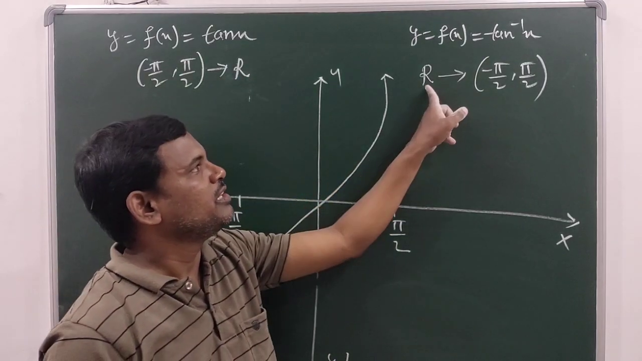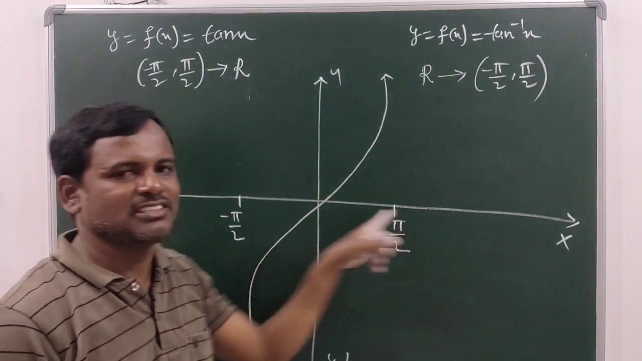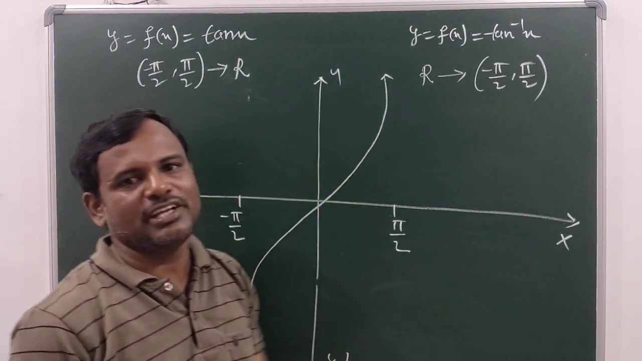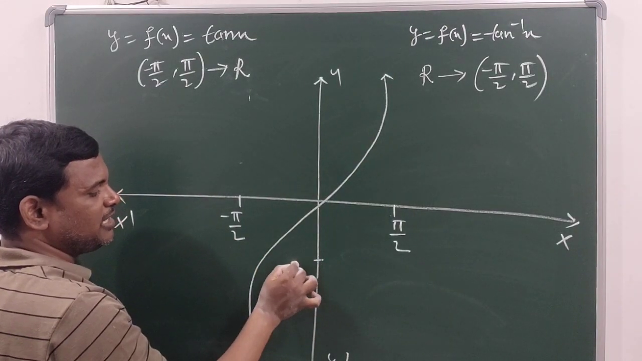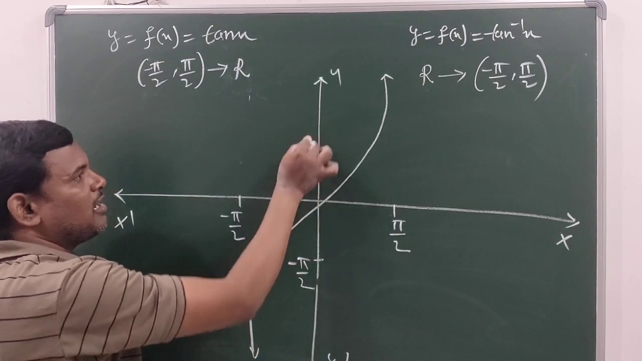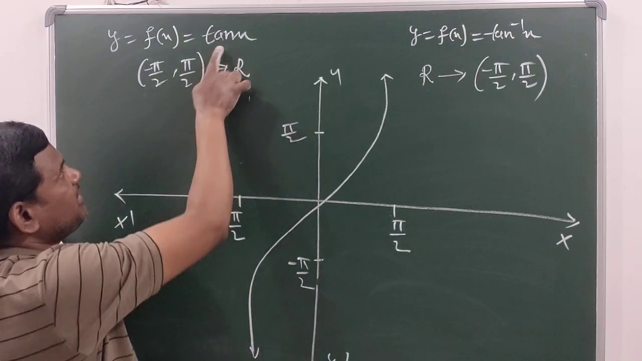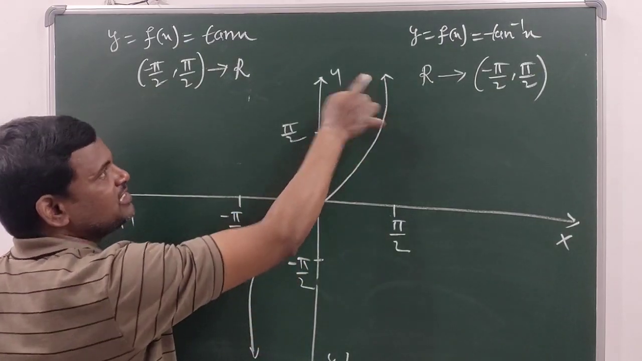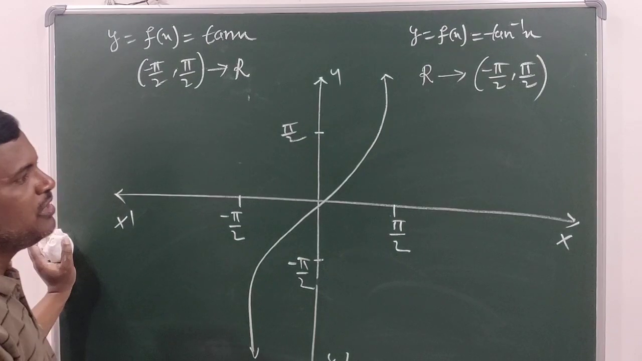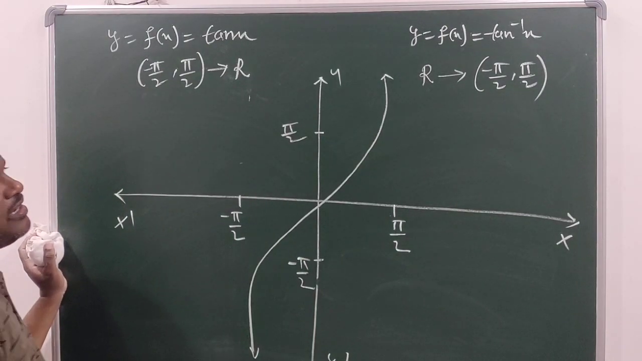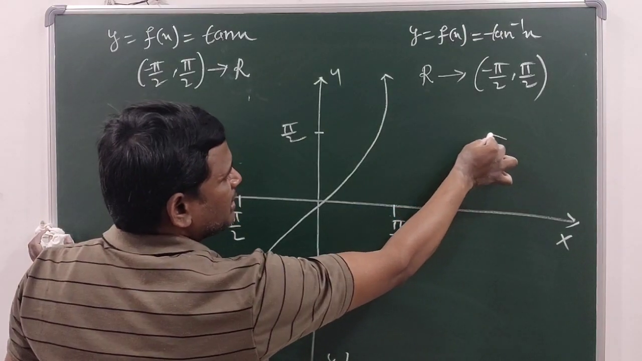Now go to your domain. For tan inverse of x, domain is the entire x-axis, but range must be minus 90 to 90. You have to take minus 90 and plus 90 on the y-axis here. Now tan x strictly increases in this interval, and tan inverse of x also strictly increases. You get the graph like this. Between minus 90 to 90 you will get the curve like this.